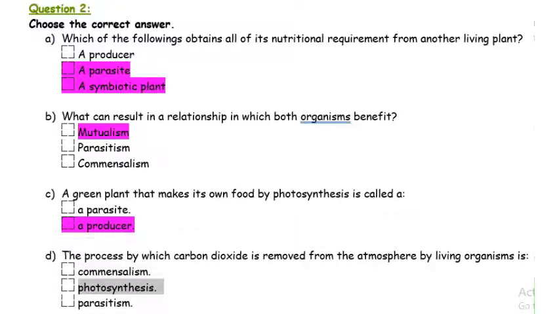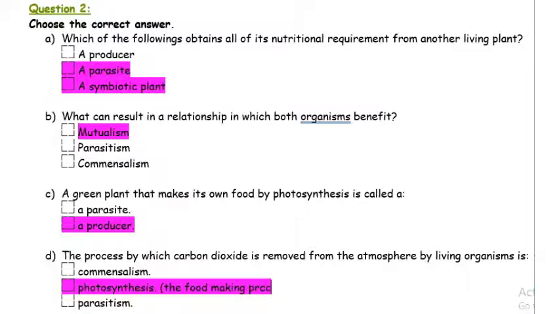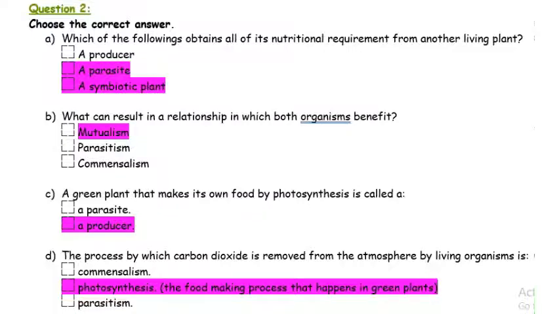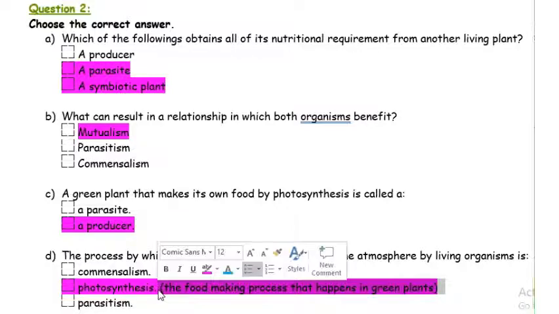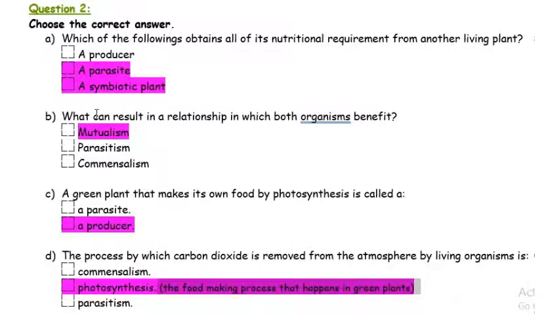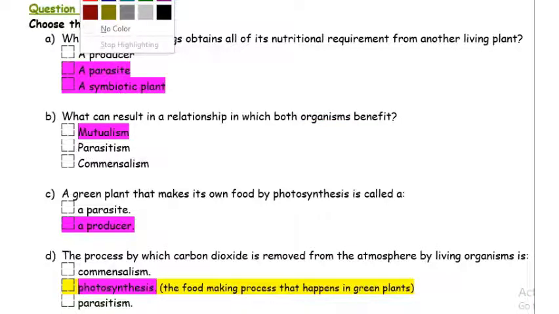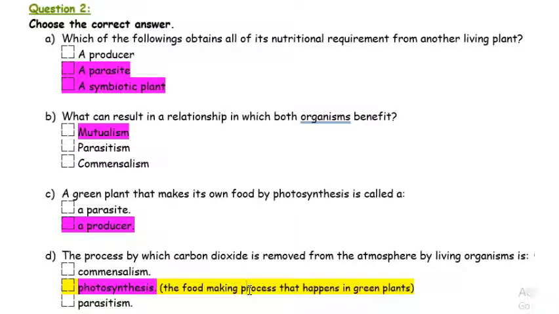During photosynthesis, or the food making process, I will write the definition in here. The food making process that happens in green plants. During this process, plants take carbon dioxide from the air, they take water from the soil, and they use the sunlight energy to cook and produce their food.